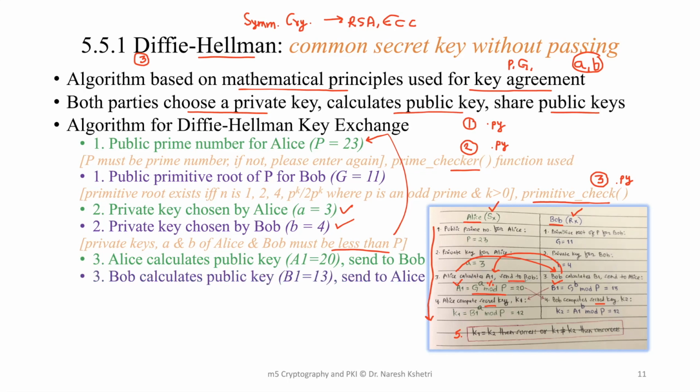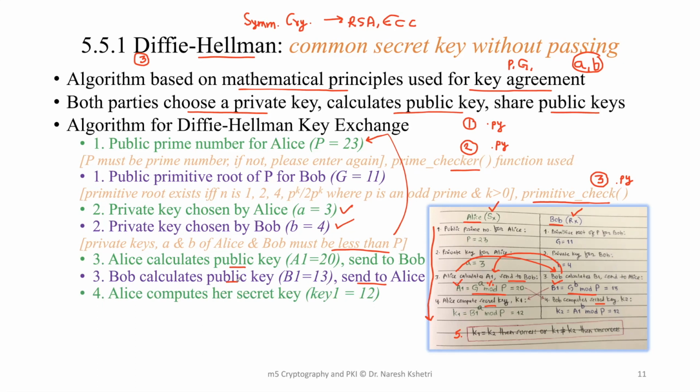In the same way Bob does that, so g raised to the power of b comes 13, and that is exchanged. So that's why it says it is sent from Alice to Bob and from Bob to Alice. So here these are the public keys that are exchanged in order to generate the secret key.